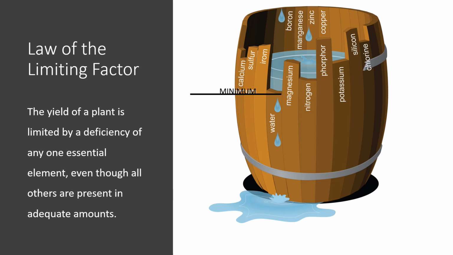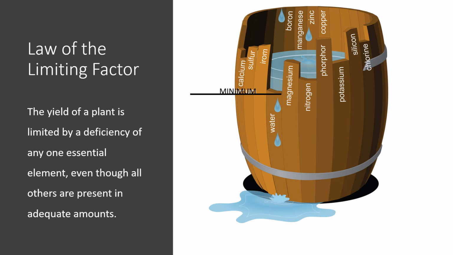Liebig's law of the minimum states that yield is affected by the most limiting essential nutrient. This is often shown as a barrel with shorter staves as shown on screen. The maximum yield allowed by the shorter stave, in this case water, sets the maximum yield that can be achieved. If water is limiting, adding more nutrients will not increase yield.